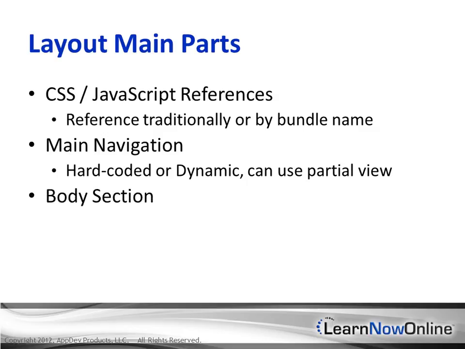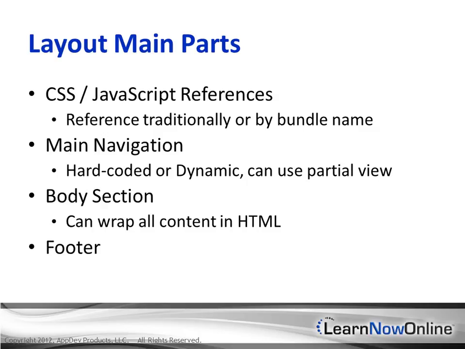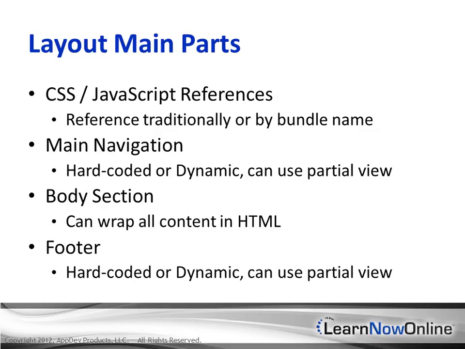Another main area is the body section. This can be wrapped by other HTML that formats everything a view throws at it. So you don't have to have your entire body tag. You can have your main framework in there, and then say for all the content that gets loaded, load into this specific div that has all these CSS styles in it and other things like that. Another part is the footer, which, just like the main navigation, can be hard-coded or dynamic, and you can use a partial view here as well if you have a lot of data, just to keep your main layout page pretty light and structured.